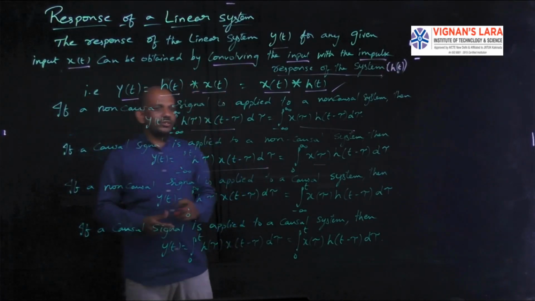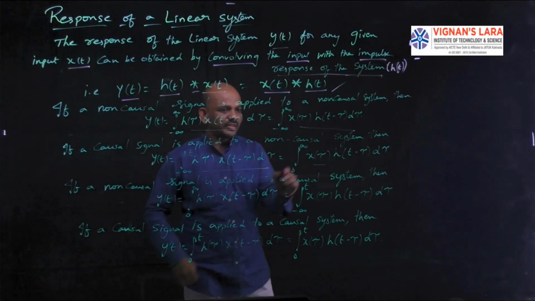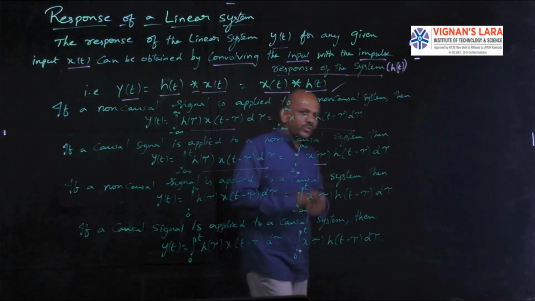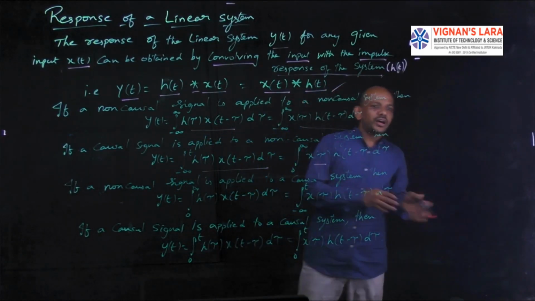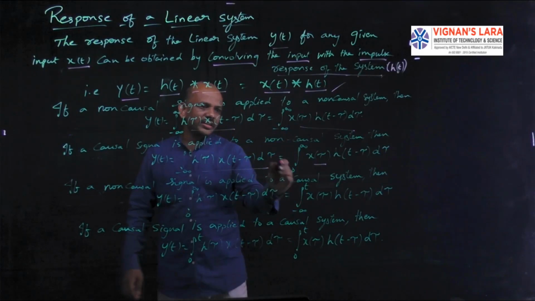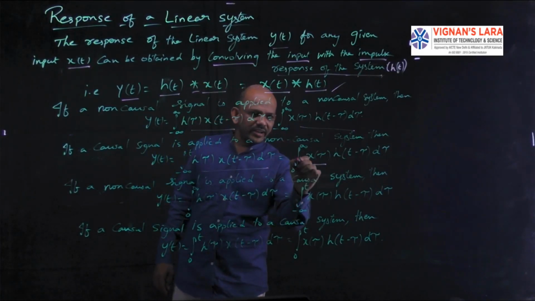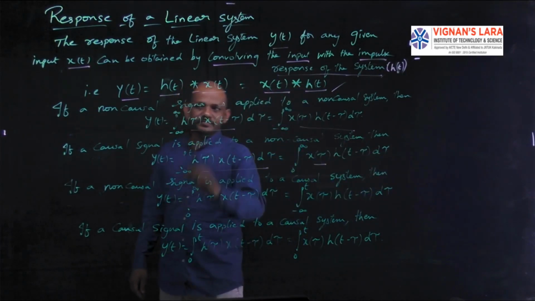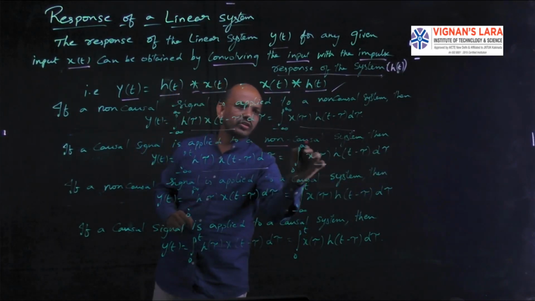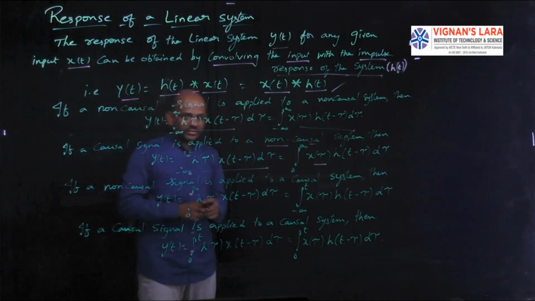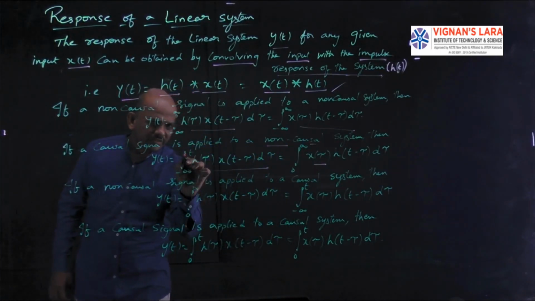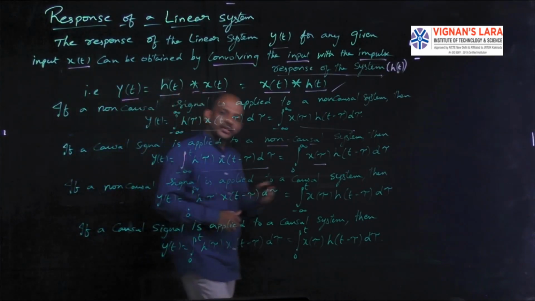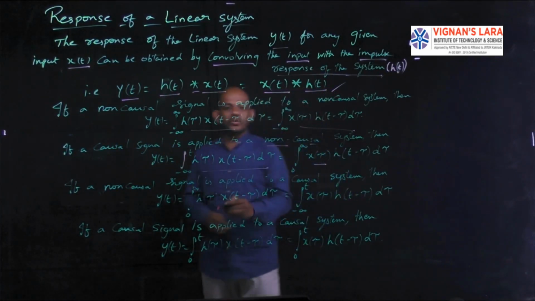So how to remember it is simple. The signal is causal, which means it exists for t greater than 0 and the function is 0 for t less than 0. So here the value is from 0 to infinity. So write 0 to infinity x of tau h of t minus tau d tau. But here the system is non-causal, so the limits of the integral change to minus infinity to t, h of tau into x of t minus tau d tau.